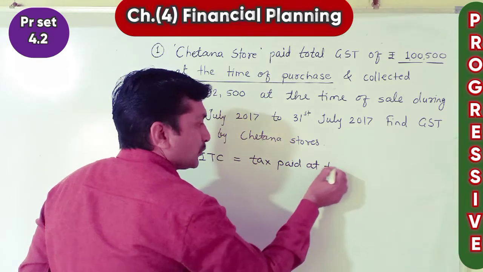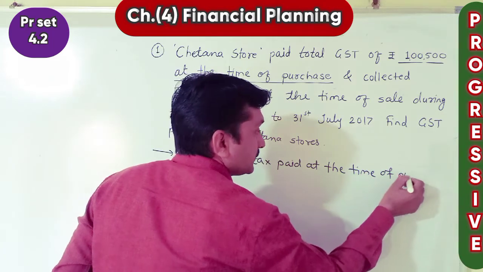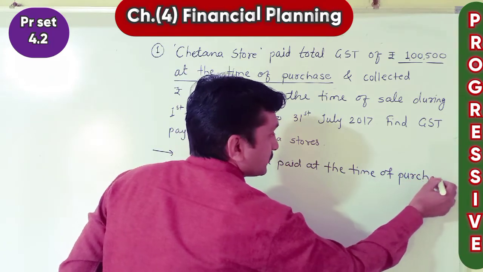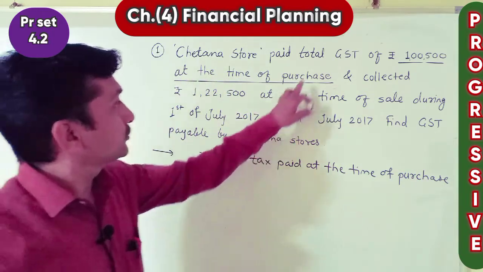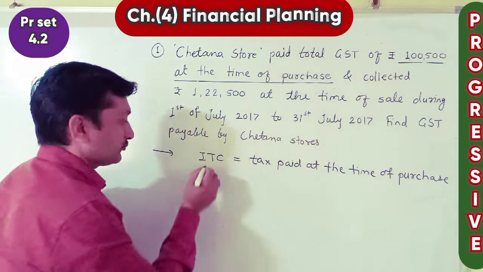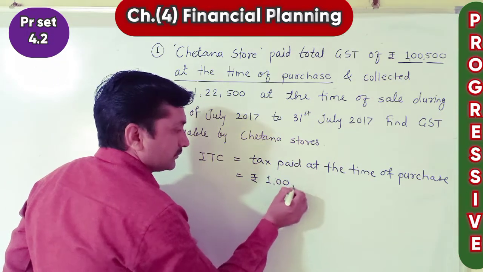Therefore, here ITC is equal to the tax paid at the time of purchase, and this tax is given. He paid tax 1,500,000. Therefore ITC is equal to 1,500,000.